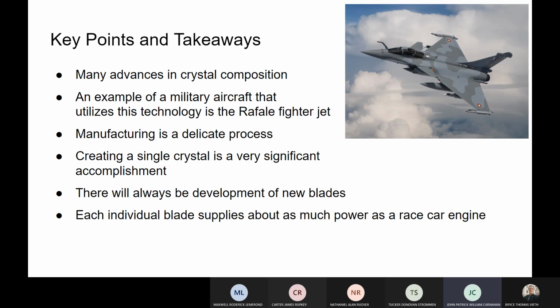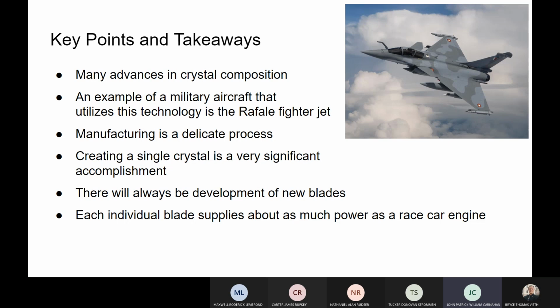From what we've learned throughout the semester, creating a single crystal is a very significant accomplishment, just because we know the prevalence of vacancies and other grain boundaries and defects.